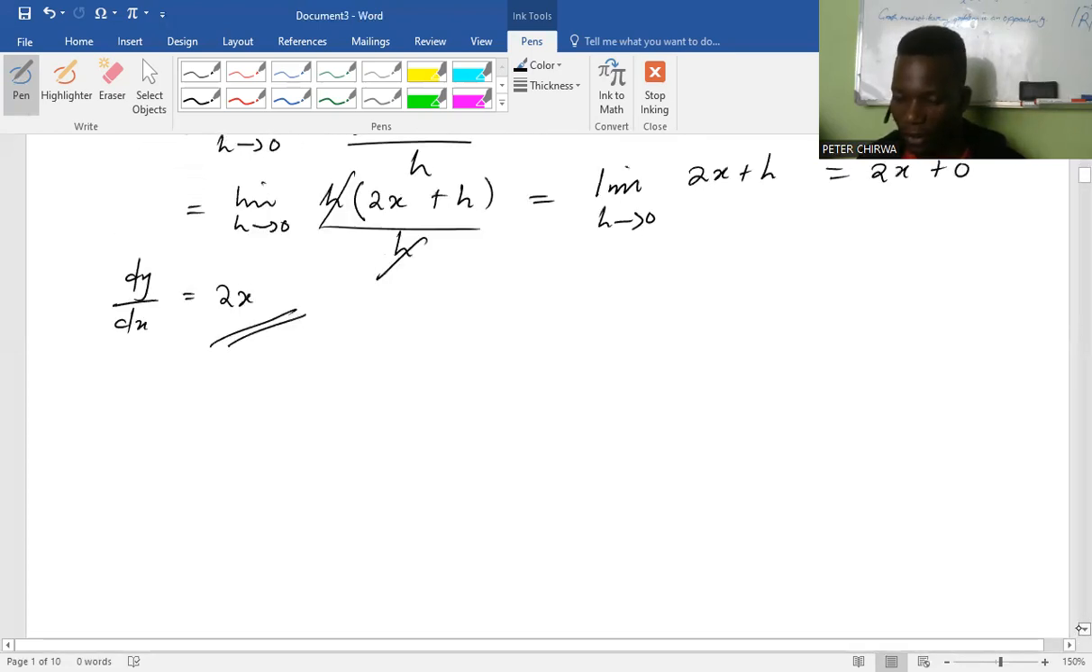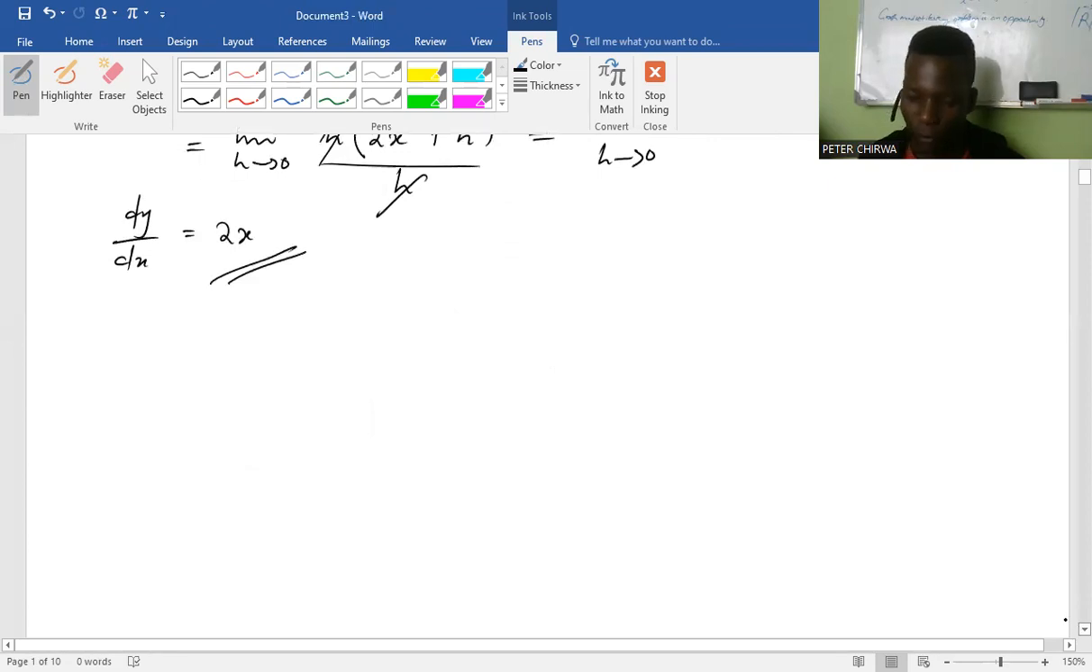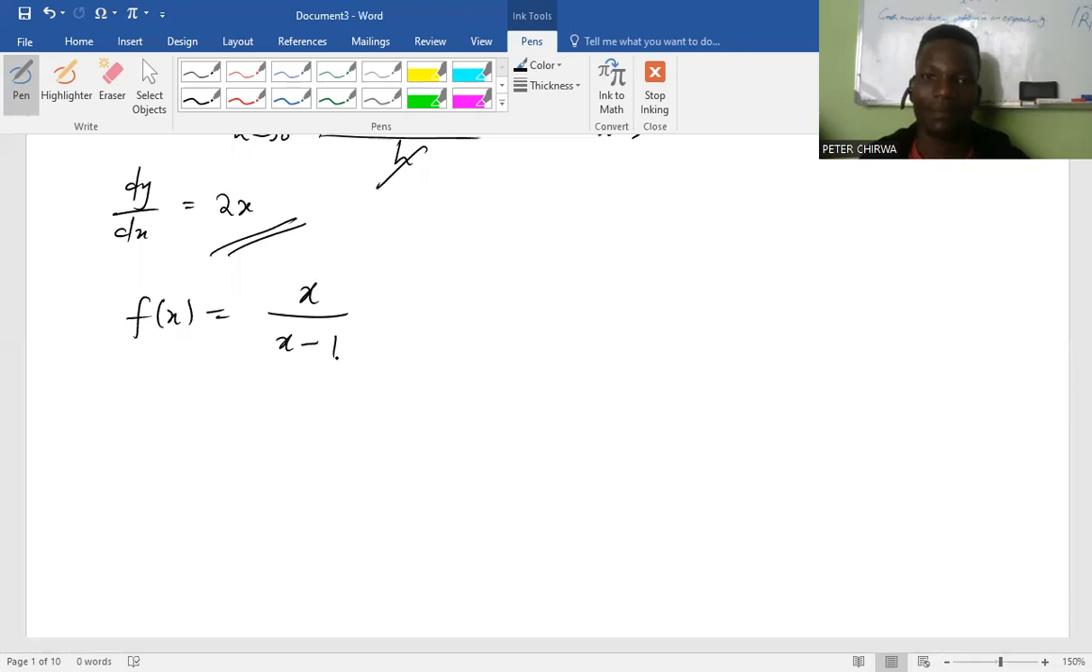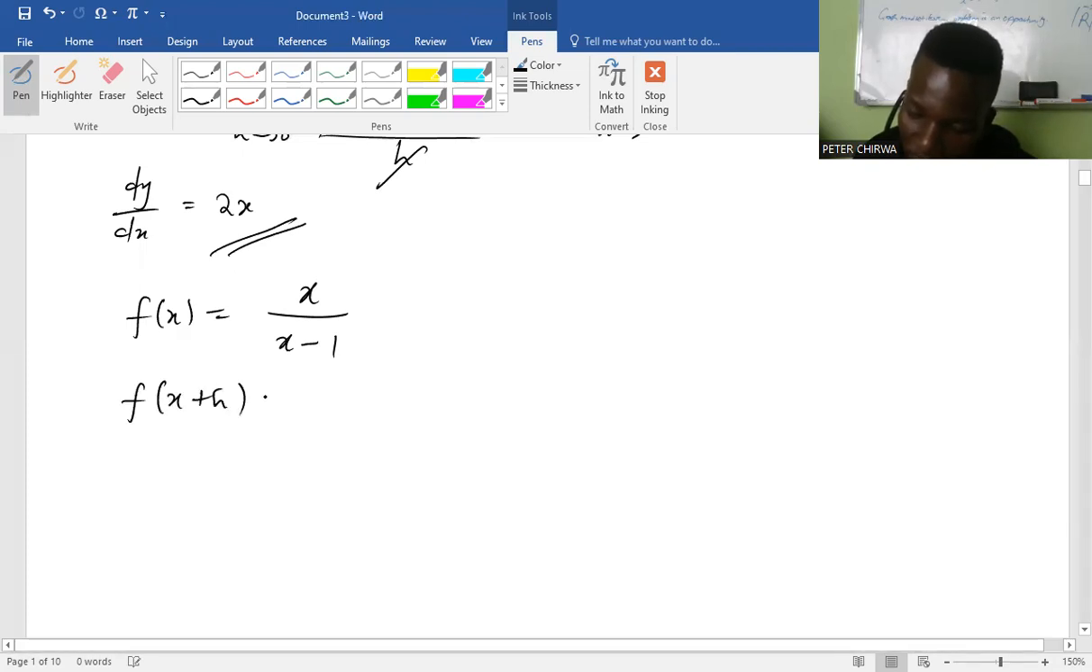We look at another example of the application of first principle. So let's say we have a function f of x equal to x over x minus 1. Okay, so how do we solve this one? Of course, again, we substitute x plus h for x. So the function of x plus h, after a small increment, after a small change, is going to be x plus h over x plus h minus 1.